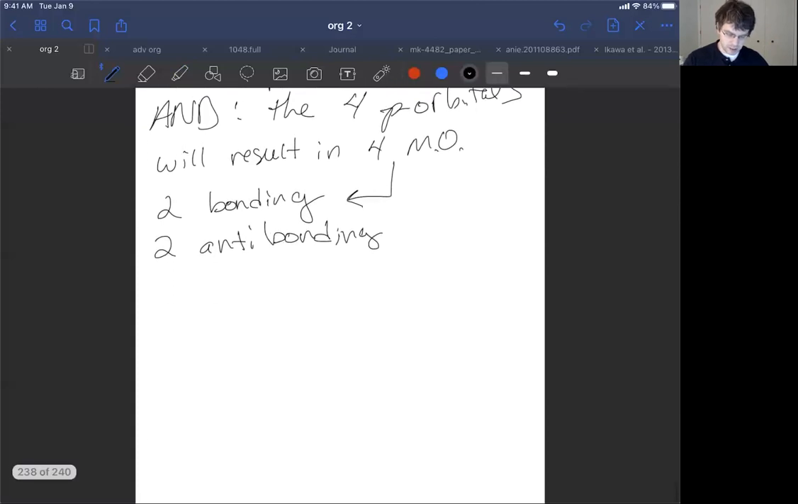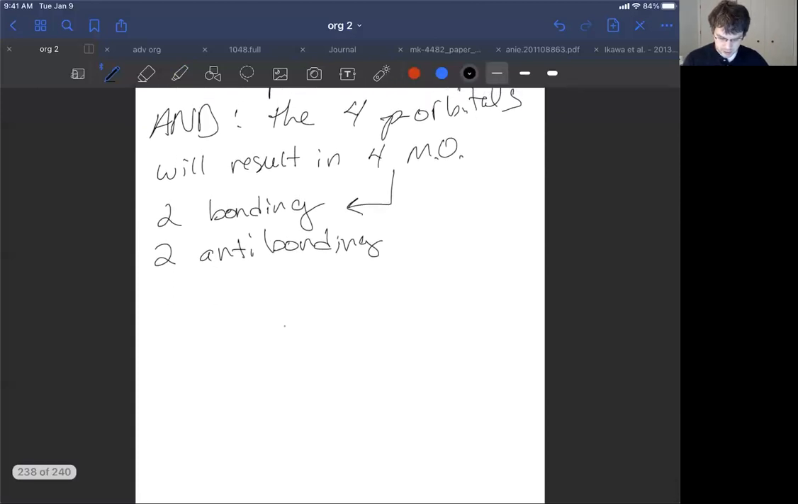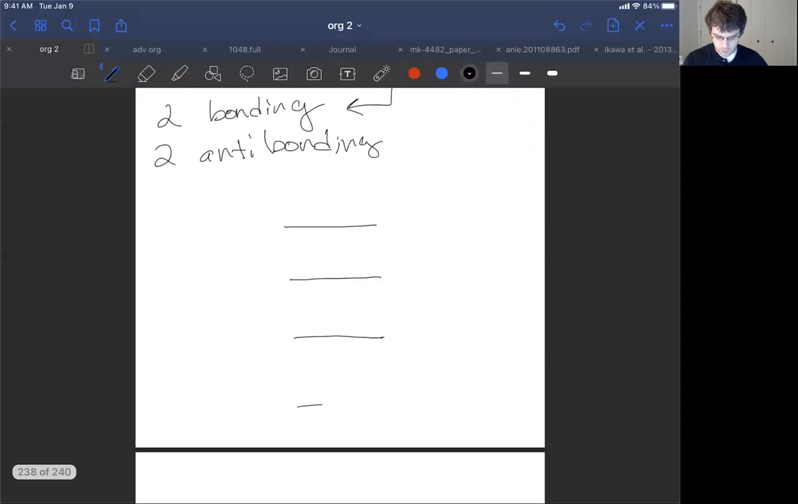So what does this look like now? Well, we're going to have 1, 2, 3, 4 molecular orbitals. So this is going to be MO1. Actually, I'm going to start lower energy. MO1, MO2, MO3, MO4.